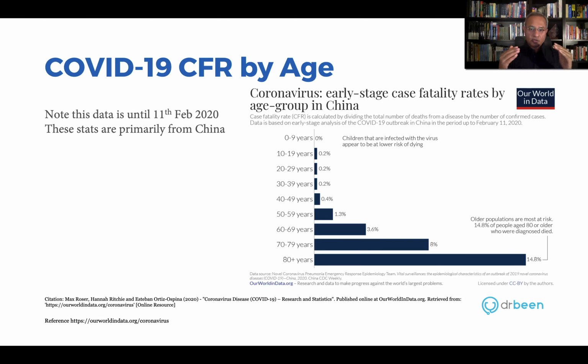But as you cross the 50 years boundary, so 50 to 59, 1.3% of the patients are dying. 60 to 69, so up to 70 years, 3.6%. See how it is increasing? Then 70 to 79, 8%: out of every 100, 8 people are dying in the age range of 70 to 79. And then 80 plus, 14.8% are dying. And why did I want to bring this to our attention here?